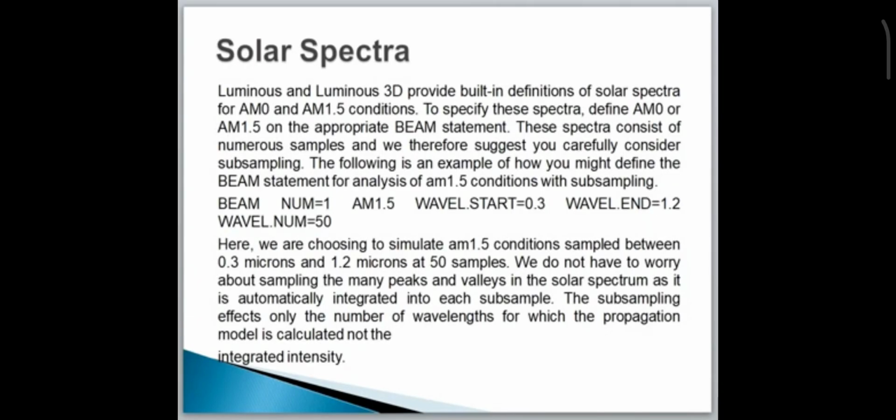Luminous and Luminous 3D provide built-in definitions of solar spectra for AM0 and AM1.5 conditions. To specify these spectra, define AM0 or AM1.5 on the appropriate beam statement. These spectra consist of numerous samples, and we therefore suggest you carefully consider subsampling. The following is an example of how you might define the beam statement for analysis of AM1.5 conditions with subsampling.